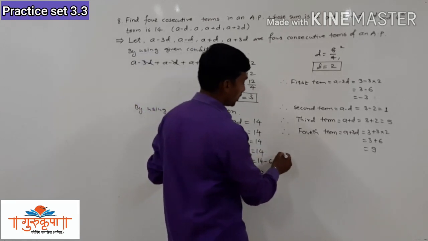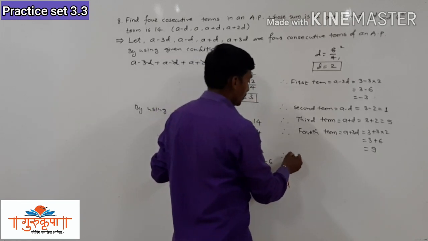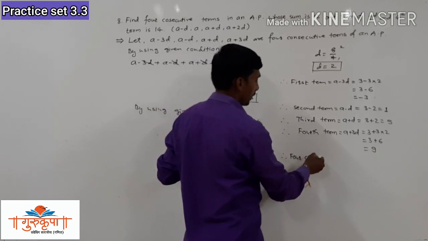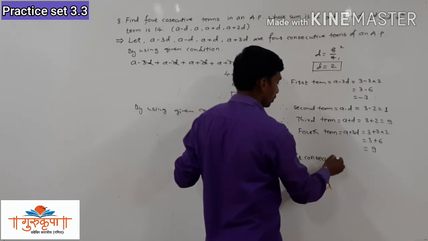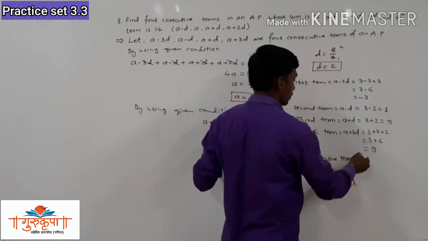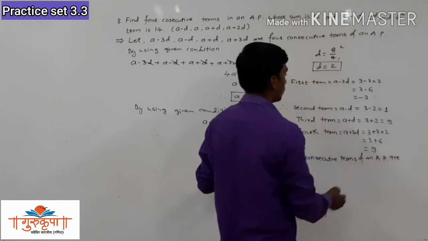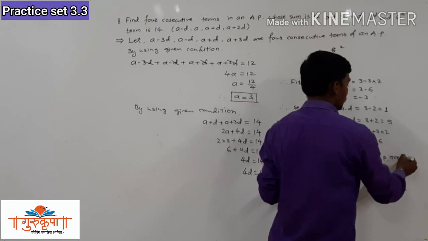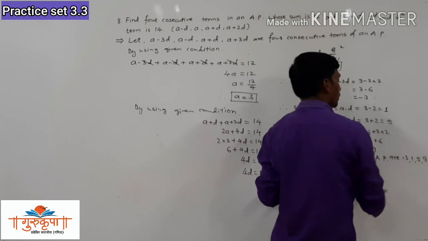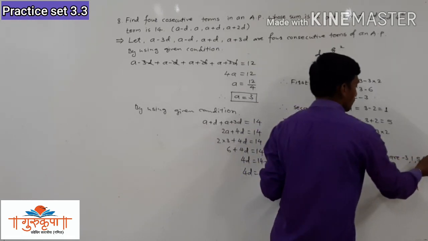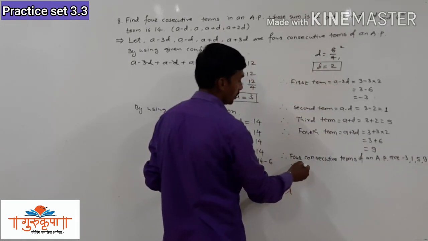So here you can write the final answer in words. Find 4 consecutive terms. So you can write: 4 consecutive terms of an AP are -3, 1, 5 and 9 respectively.